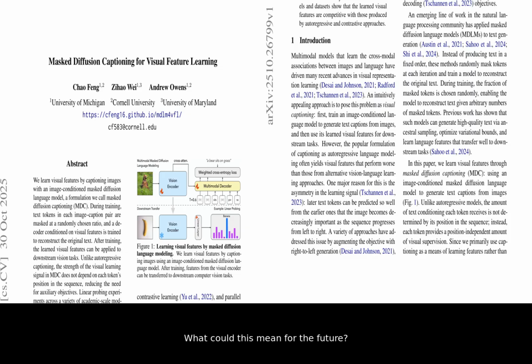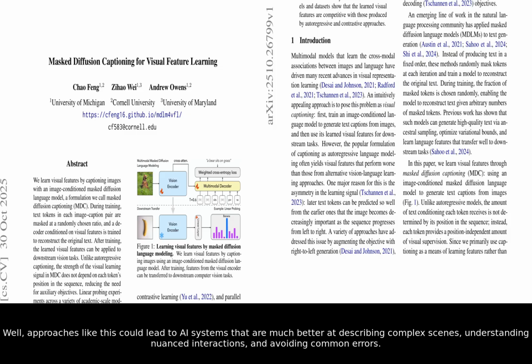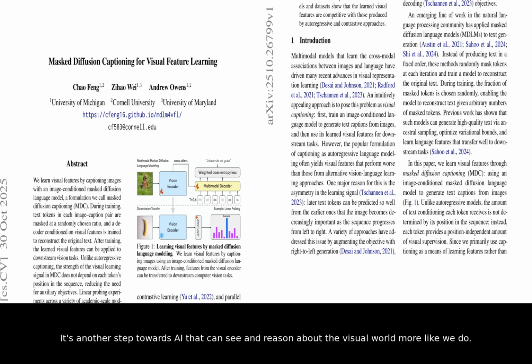What could this mean for the future? Well, approaches like this could lead to AI systems that are much better at describing complex scenes, understanding nuanced interactions, and avoiding common errors. It's another step towards AI that can see and reason about the visual world more like we do.